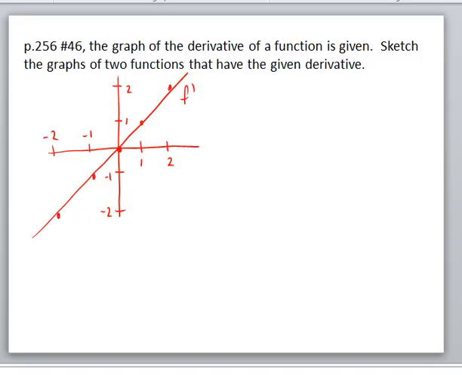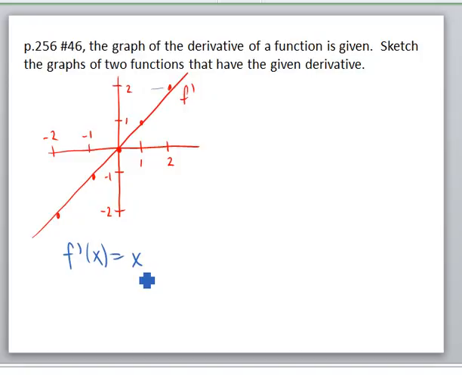First thing I want to talk about: if I give you the graph of the derivative, I want you to sketch the graph of two functions that have the same given derivative. This is obviously a straight line, so I could write down what this derivative is. It's the graph of the line y equals x. So the derivative of this is x. If I were to integrate that, I know I'd get x to the second over 2 plus c.